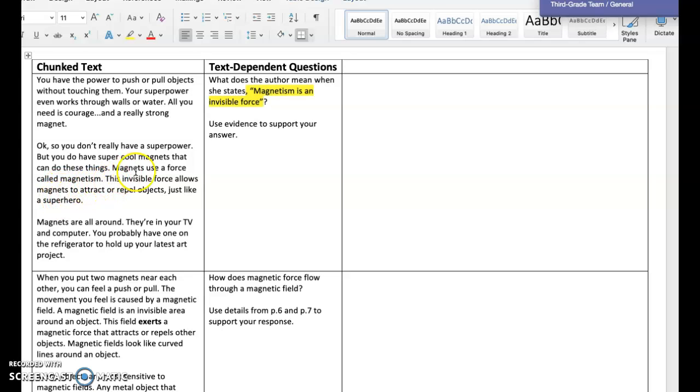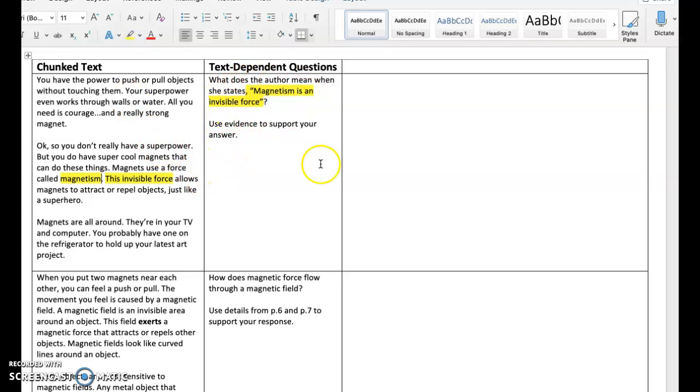Oh! Magnets use a force called magnetism. This invisible force allows magnets to attract or repel objects just like a superhero. They do say invisible force. So this might be the closest sentence to this one. Magnetism is an invisible force. This invisible force. So this invisible force is called magnetism.